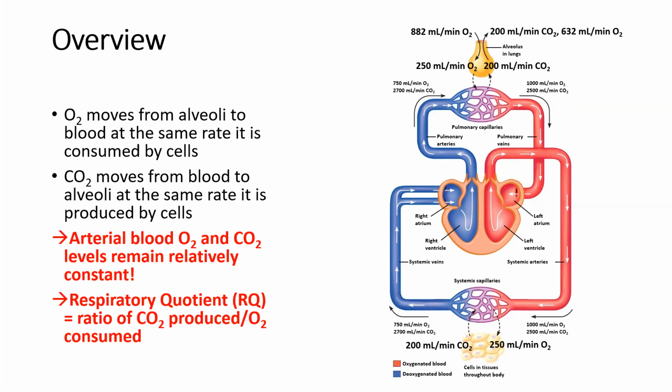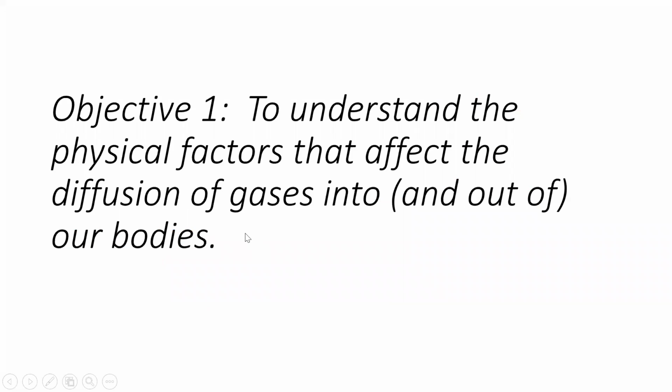That can change depending on things like our diet. If you're having a lot of fats in your diet, your respiratory quotient can go down. If you're very athletic, you can have a higher respiratory quotient, and that can change depending on our physiologic state and so on. So that's an overview of how the rate of oxygen consumption and CO2 production are related to each other.